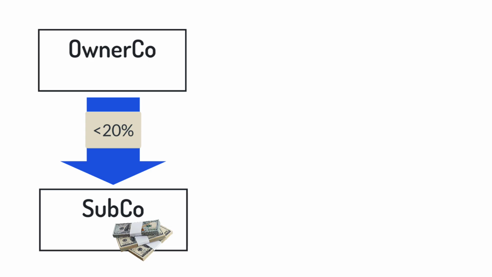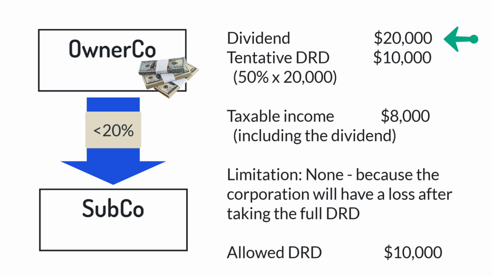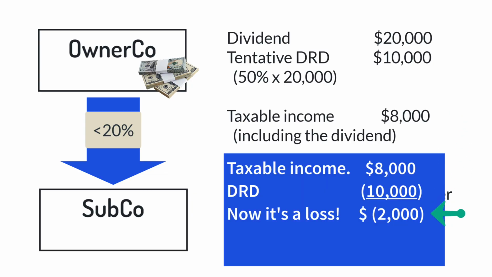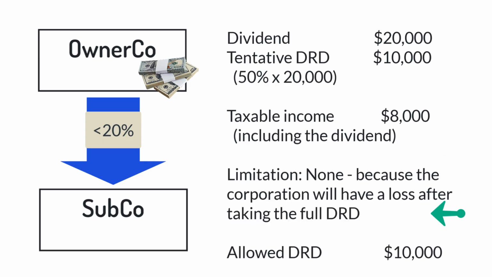One more example, still at less than 20% ownership. Let's say a dividend of $20,000 is paid to Owner Co. Everything's the same. The tentative dividends received deduction is $10,000. But this time, let's say that the taxable income is only $8,000, which includes the dividend. If we were to deduct the entire dividends received deduction of $10,000, we would now have a loss of $2,000. Because of this, we can ignore the limitation and we're allowed to take the entire $10,000 dividends received deduction.